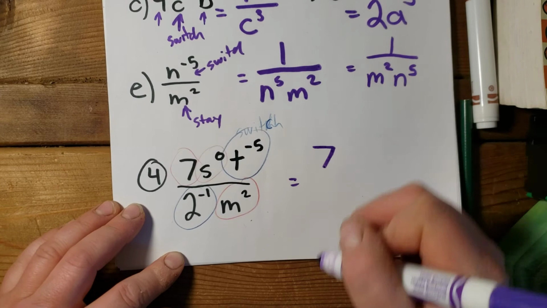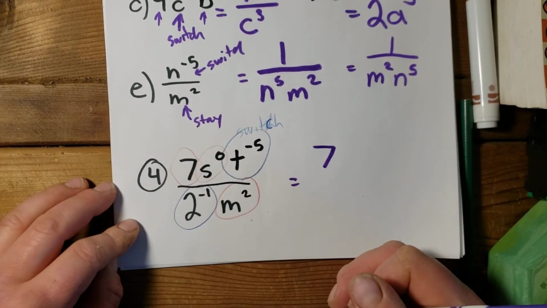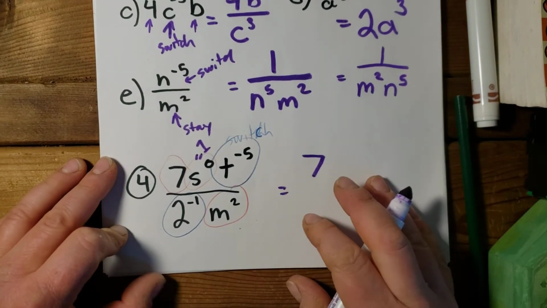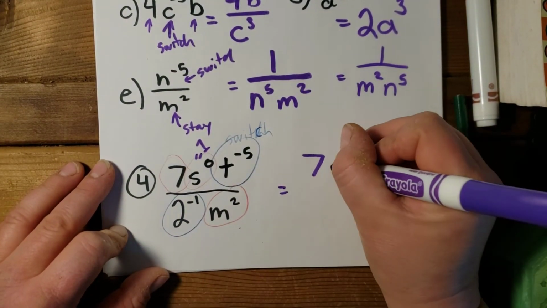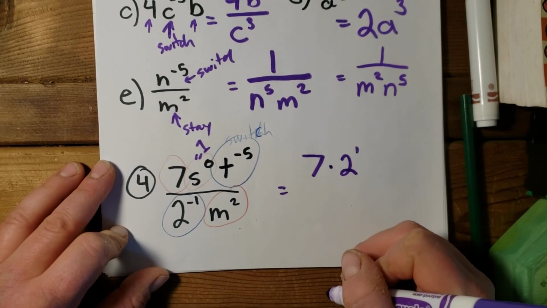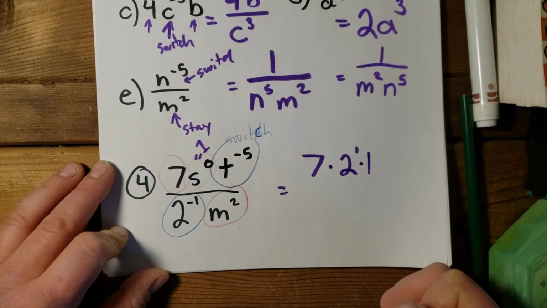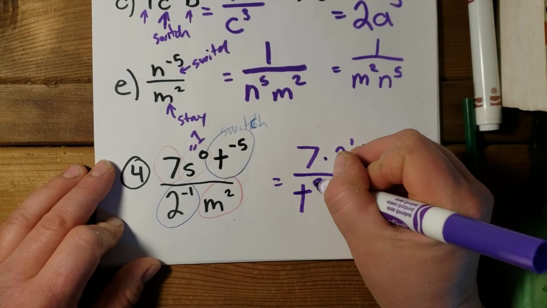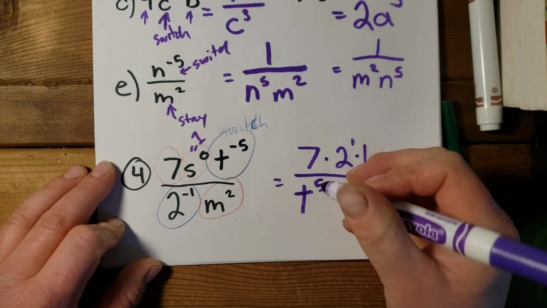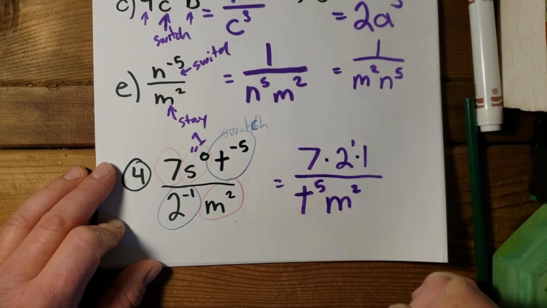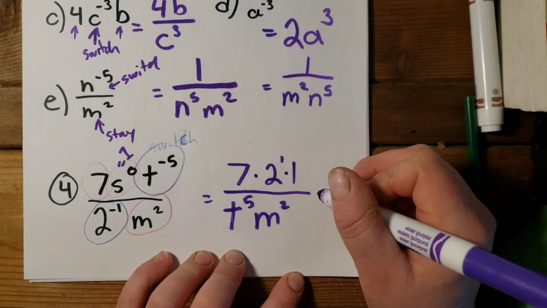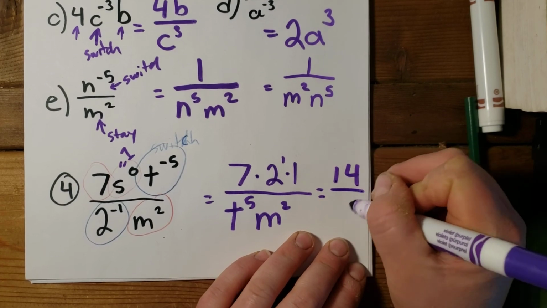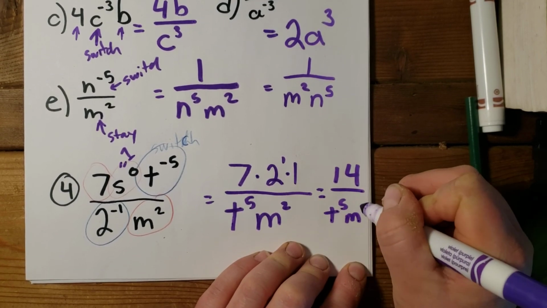So we have 7. S to the 0 is just 1, so we can actually get rid of it, right? That's just going to be equal to 1, so it can disappear. We're going to move the 2 up to the other side, 2 to the first. I'll put the 1 in and simplify this in just a second. And then over t to the 5th, because that needs to switch to the other side, and m squared. All right, just to simplify the top, we have 7 times 2 times 1. So we have 14 over t to the 5th m squared.